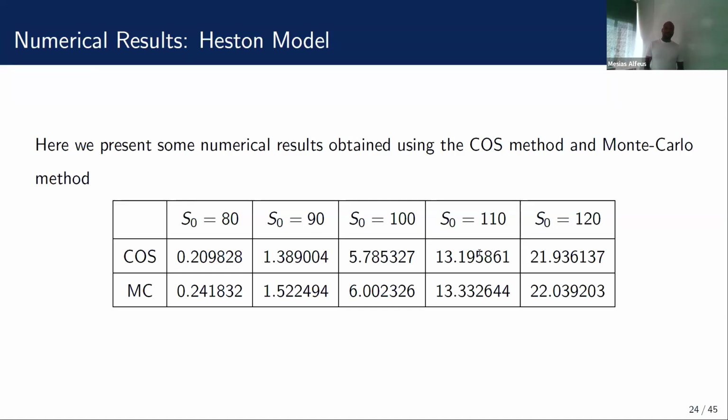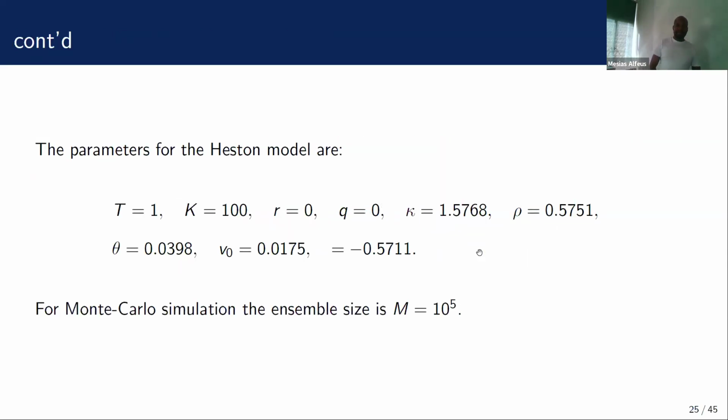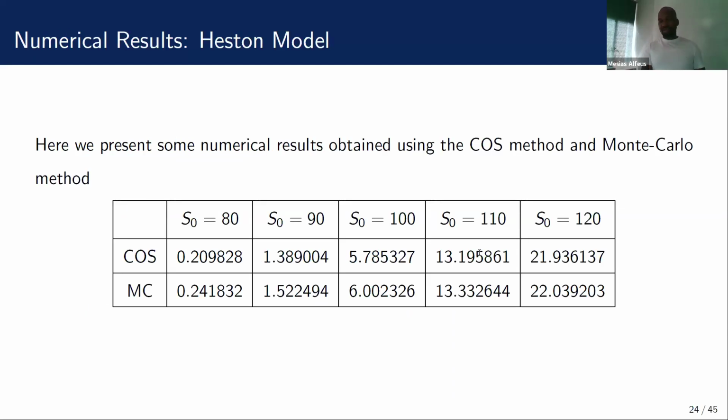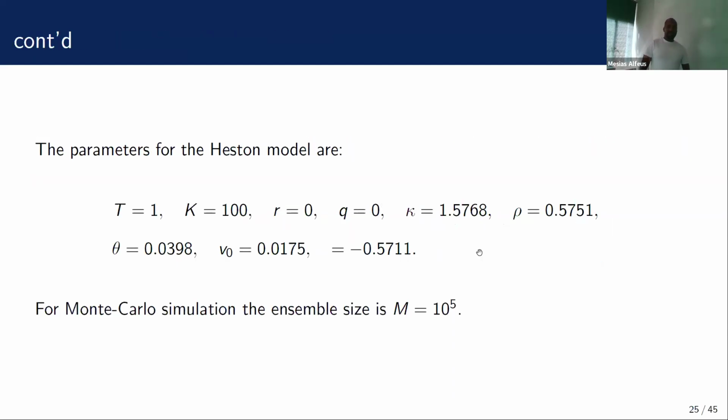So they did get the 5.78 and something, which means the one that is approximate here is for the Monte Carlo method. And these are the parameters that I have used to calculate the values that you see in this table. And for the Monte Carlo simulation, the ensemble size was 10 to the 5.